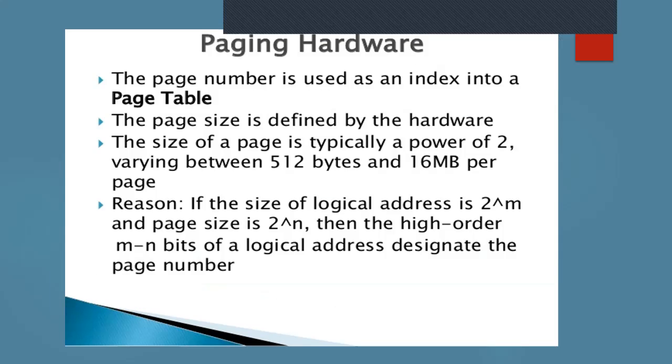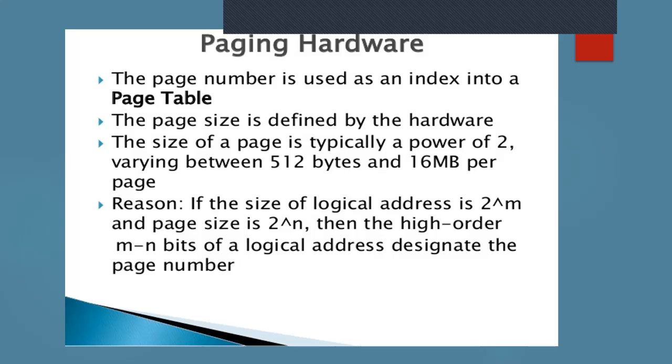Again, this is about paging hardware. Page number is used as an index into a page table. The page size is defined by the hardware. It means the page size is not fixed. It varies and it depends on the hardware. The size of a page is typically a power of 2, varying between 512 bytes and 16 MB per page.